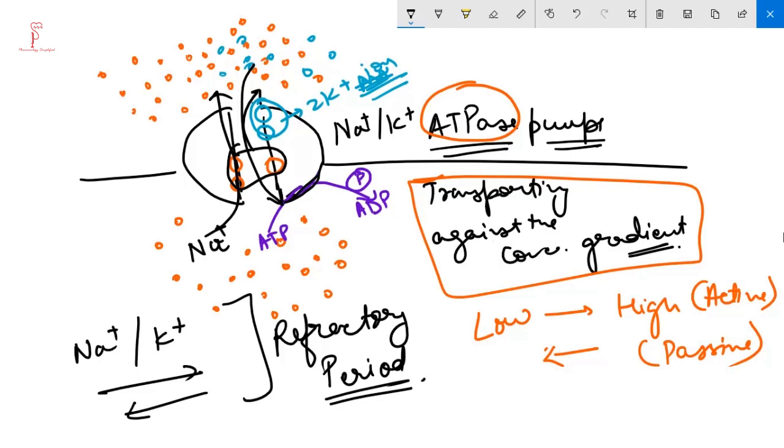So I hope we are clear with this concept of depolarization and repolarization and the refractory period. In my very next video, we will be discussing in detail the process of neurotransmission. So at this point, I would like to end this video.